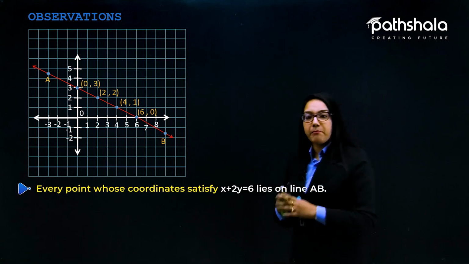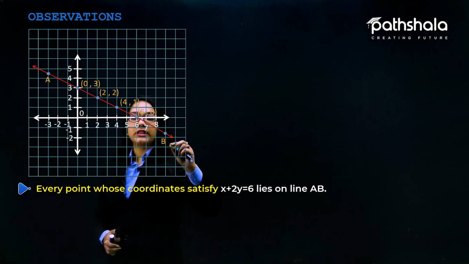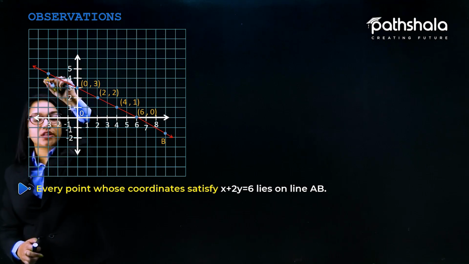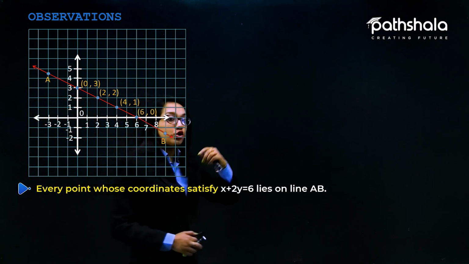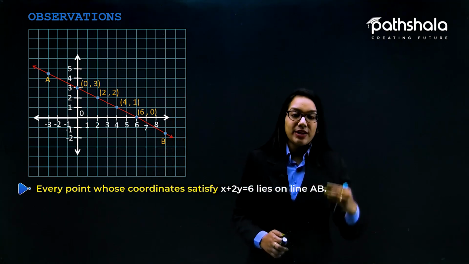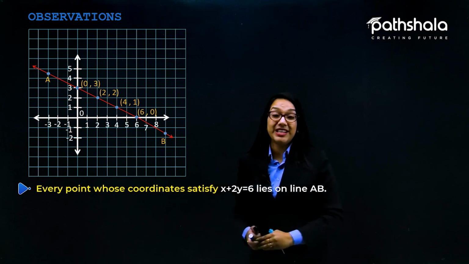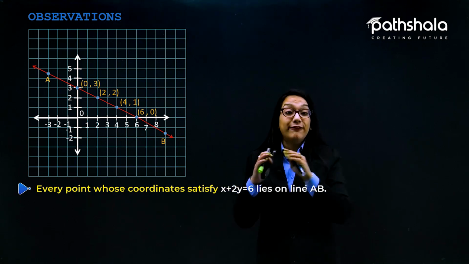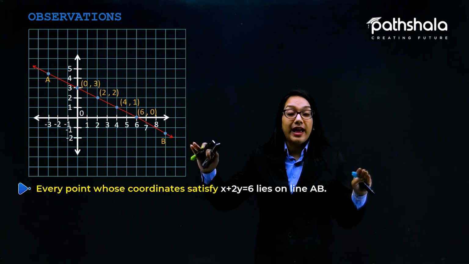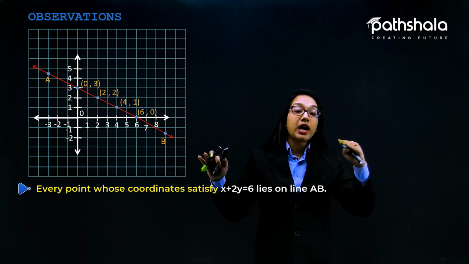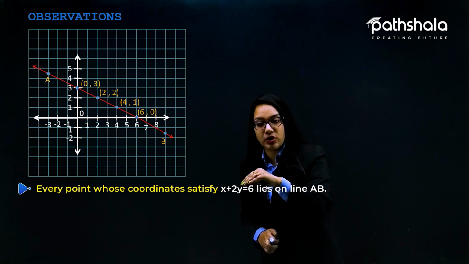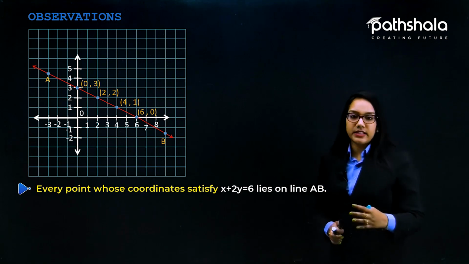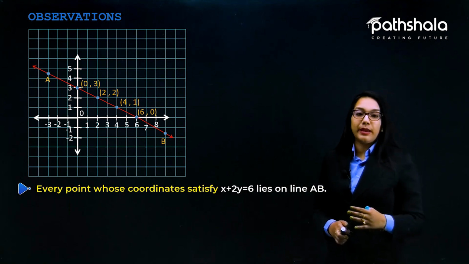AB. Always remember that each and every point that is lying on this straight line is actually called a solution of the equation x plus 2y is equal to 6. It means every point lying on this line, as we know there are infinitely many points lying on this red line, satisfies this linear equation x plus 2y is equal to 6. So always remember, every point whose coordinates satisfy x plus 2y is equal to 6 lies on the line AB.